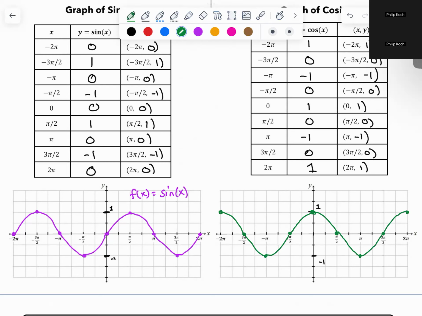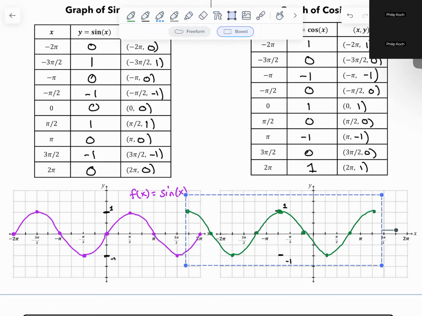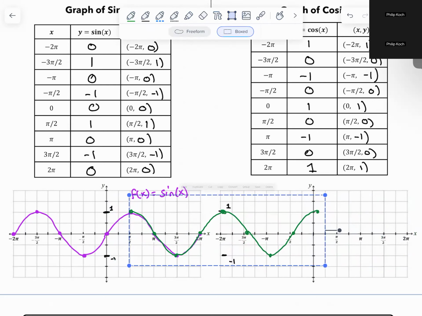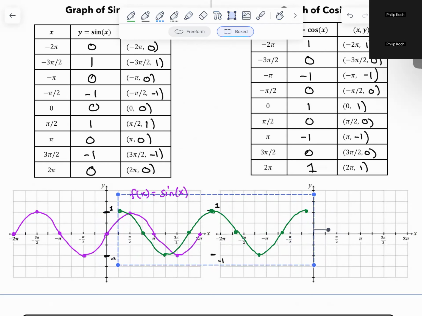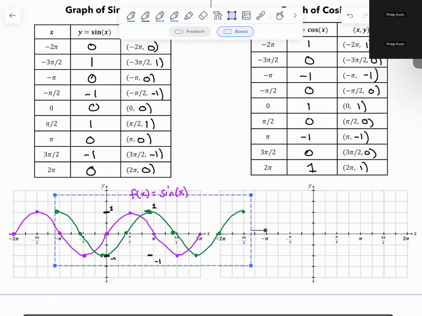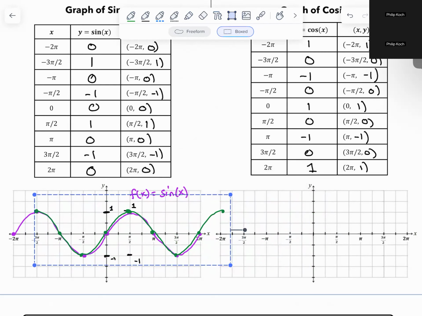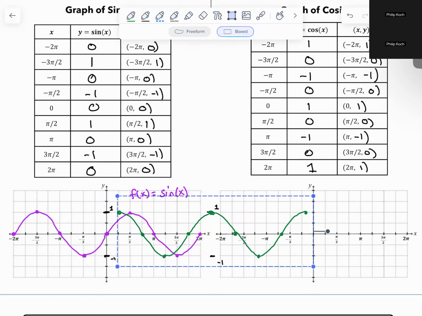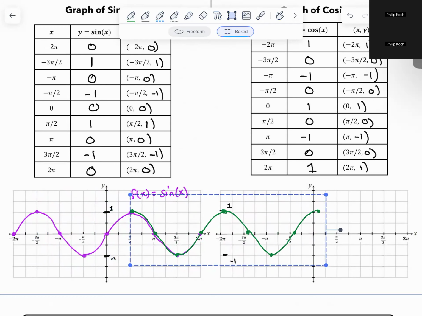Now, there's going to be a section where I mention this. They look very similar, don't they? Very, very similar. In fact, as a weird thing, it seems like cosine is just sine shifted to the right by pi over 2. Or you could even say shifted to the left by pi over 2, or 3 pi over 2, for that matter. That's an interesting observation. Maybe there's something there.